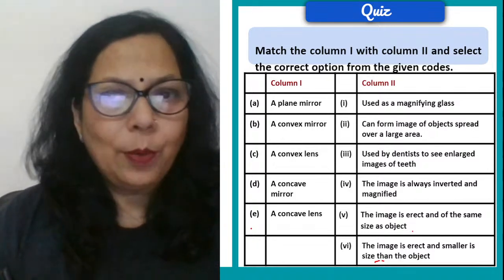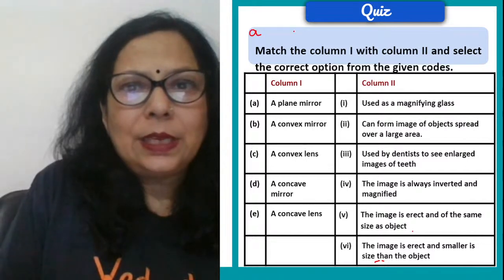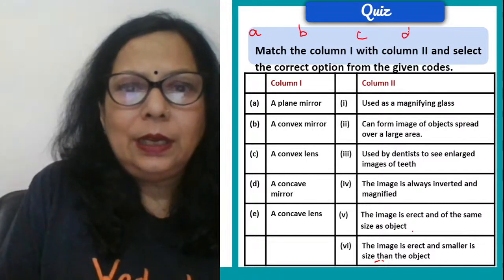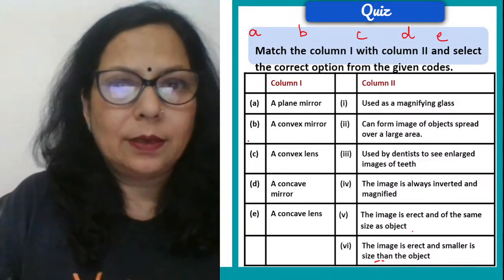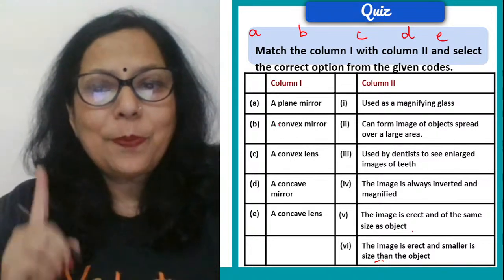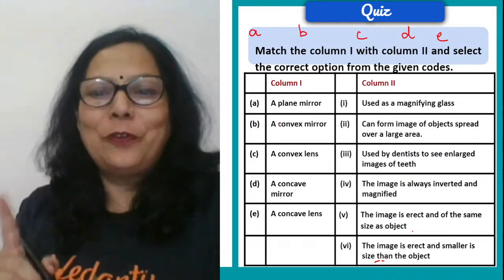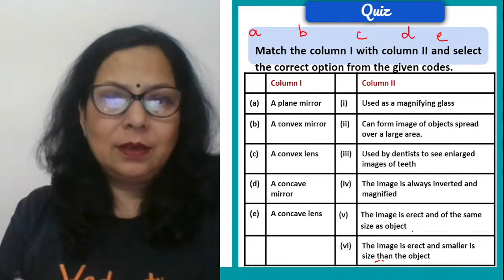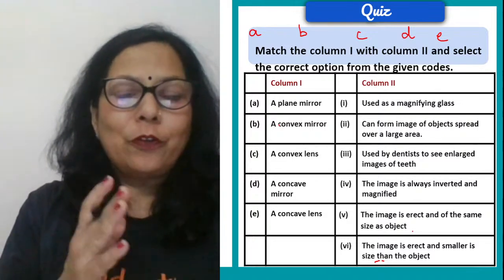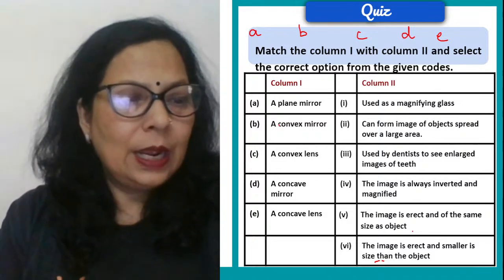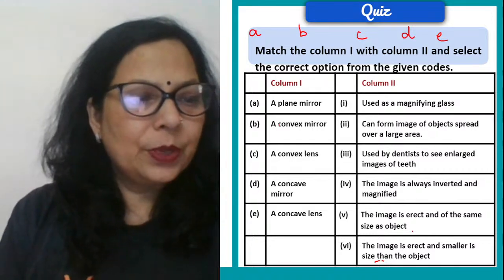Come on. So you make the pairs A, B, C, D, E in your notebook. Will match with which part? Come on. सबसे पहले characteristics of plane mirror you find out. Just now we discussed it. Image formed in the plane mirror is at the same distance from the mirror as the object.